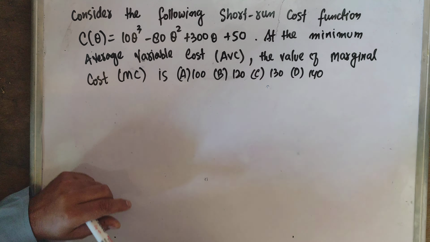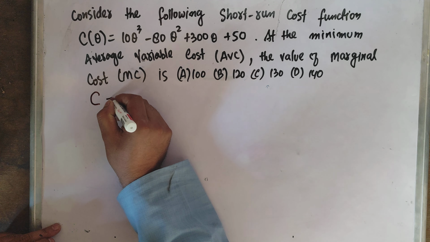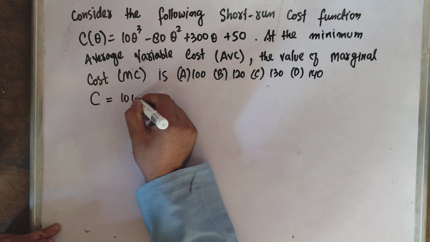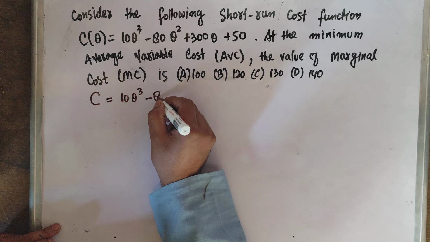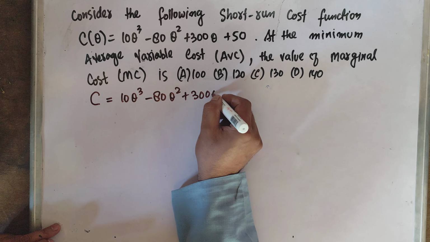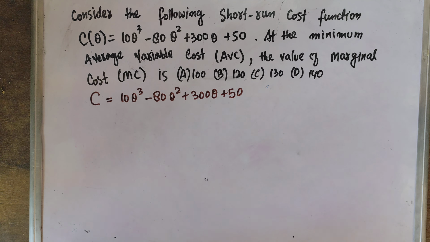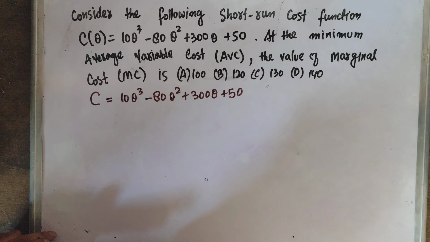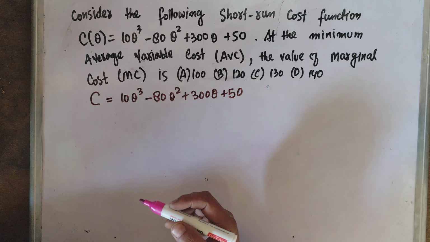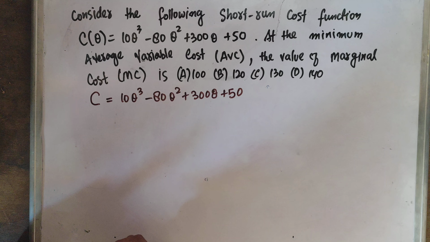So what we are being given is the total cost function, let's denote it by C, which is equal to 10q^3 - 80q^2 + 300q + 50. This is our total cost function. First we need to find out the average variable cost. Let us see what our average variable cost is here.